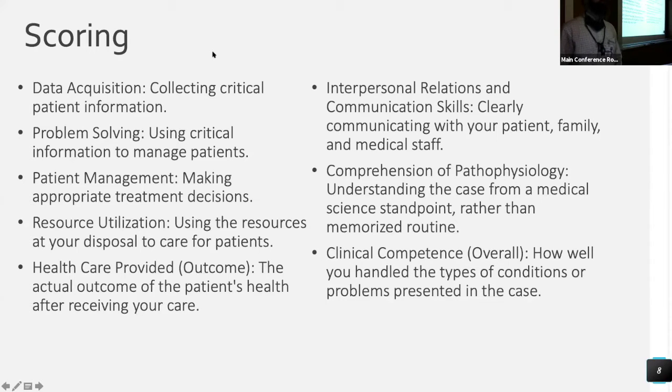So scoring, you don't need to know the nitty-gritty about scoring. You just need to do well in these cases, and if you do well in the cases, you'll score well in all of these domains. But these are the domains that they check for. On the left side, these 5 more relate to your delivery of medical care to the patient, right? Did you order the right test to get the right data? Did you use that data to figure out the correct diagnosis?